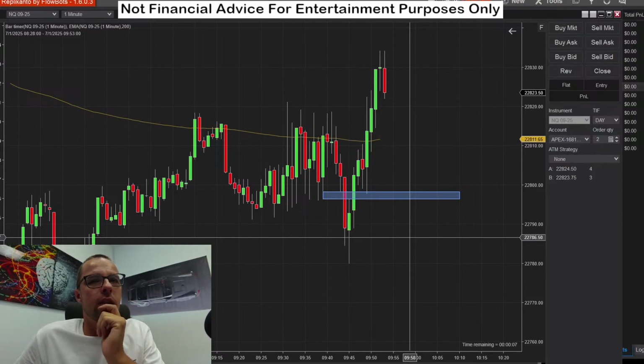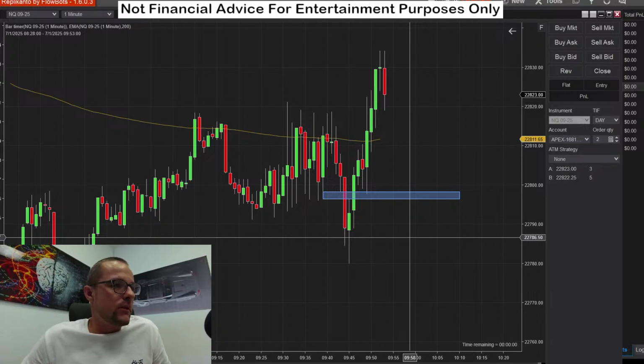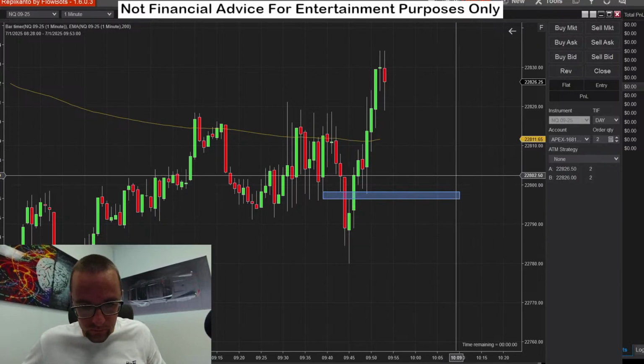All right, we're rejecting off VWAP. Let's see. I think it could still go down to the lows. I would be very happy if it went down to the lows. So far, nothing.